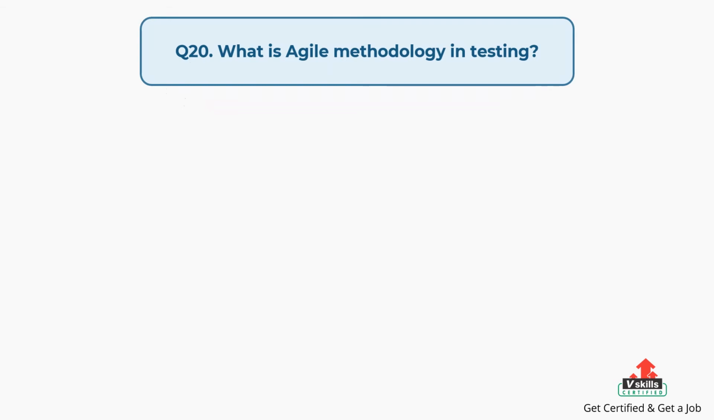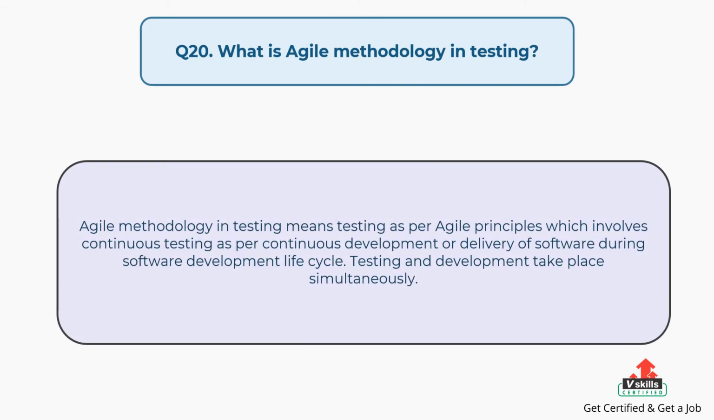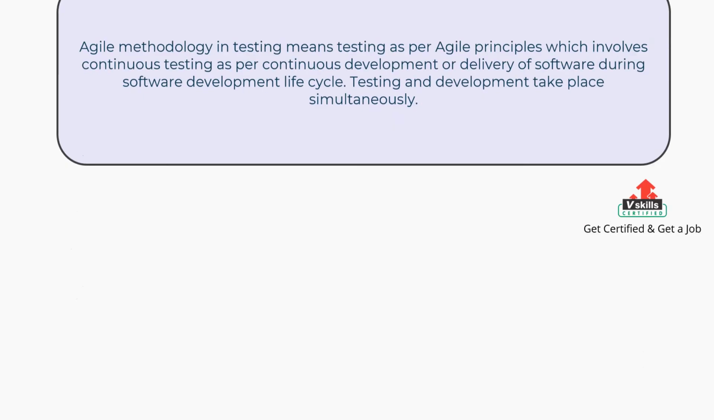Question number 20. What is Agile methodology in testing? The answer is: Agile methodology in testing means testing as per Agile principles, which involves continuous testing as per continuous development or delivery of software during the software development life cycle. Testing and development take place simultaneously.